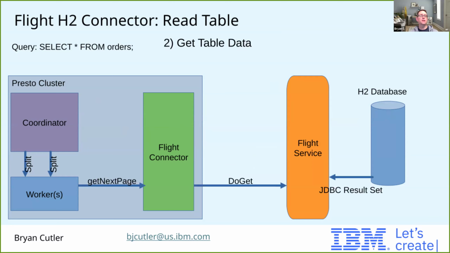So once a worker gets a split, it will call the connector to get the next page of data. The connector then takes the information from that arrow split, which contains an endpoint inside of it. It uses that to make a call to flight service to do get. That get then creates a JDBC result set in the database, and the flight service begins iterating over that result set and building arrow record batches.